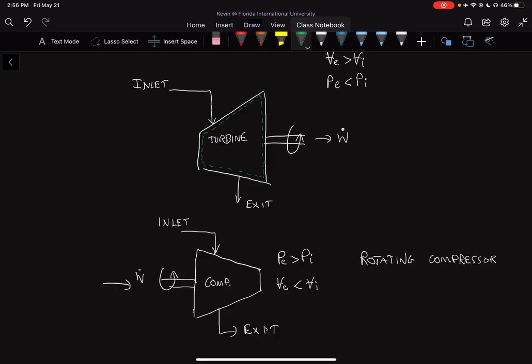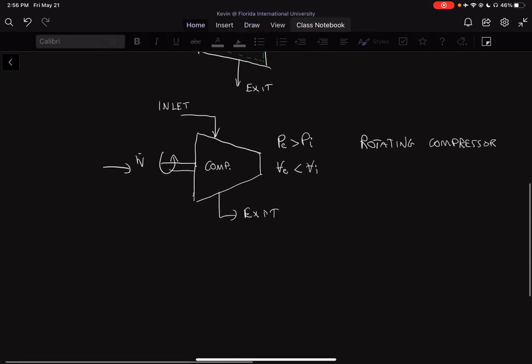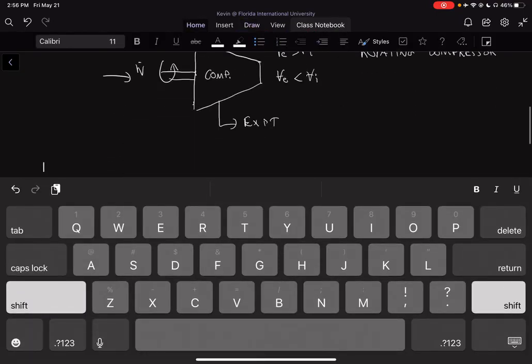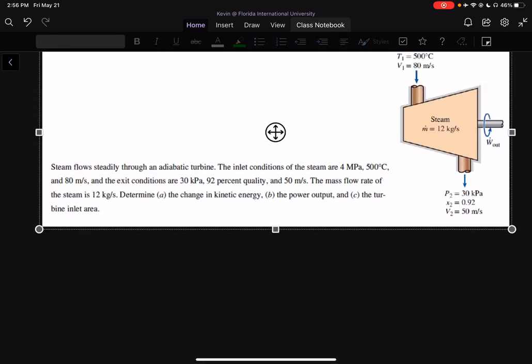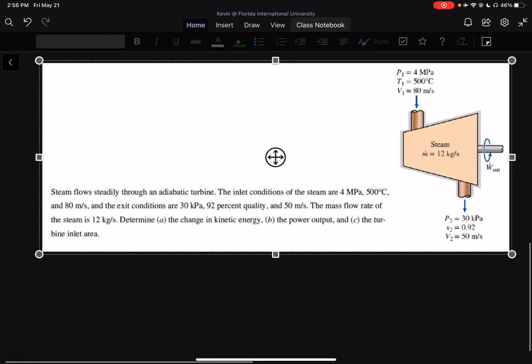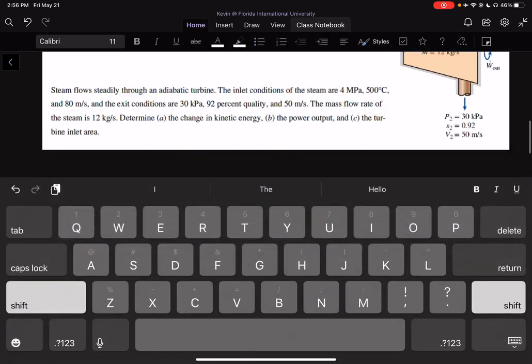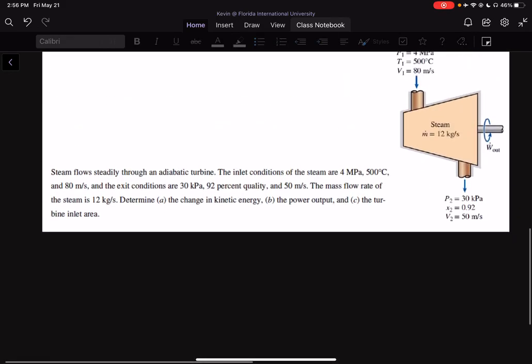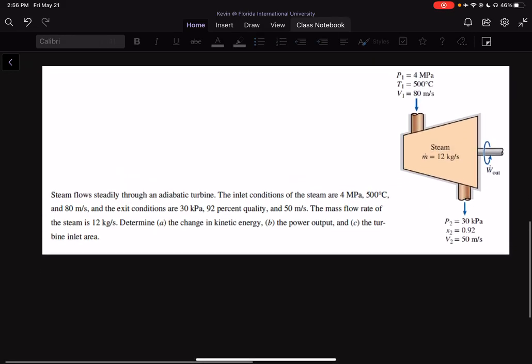Okay, and we're going to do an example of a turbine now to try and understand what's happening and how this system works, and solve a problem using the first law. So I'm going to copy over a diagram and a question so that we can solve it in this next part. So the question says that steam flows through an adiabatic turbine.